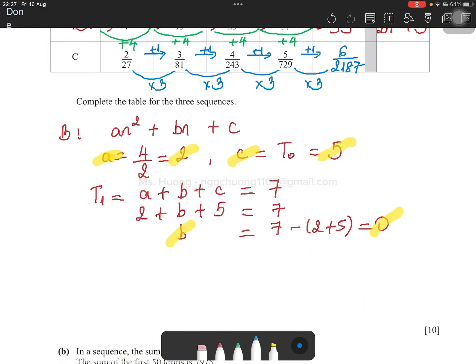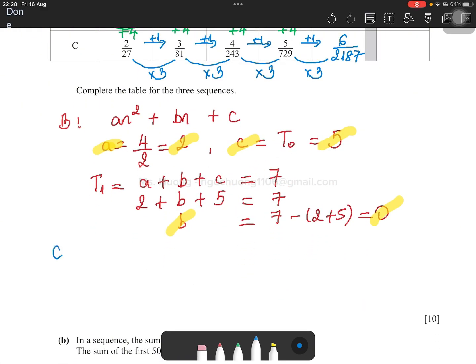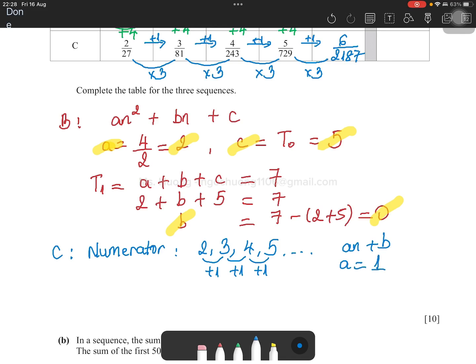For the sequence C, I will split it into two different parts. The numerator. The numerator is 2, 3, 4, 5, and 6, and so on. So this sequence has a common difference of 1. And it is a linear sequence. So it has the form an plus b. Your a will be the common difference, 1. And your b is t0.